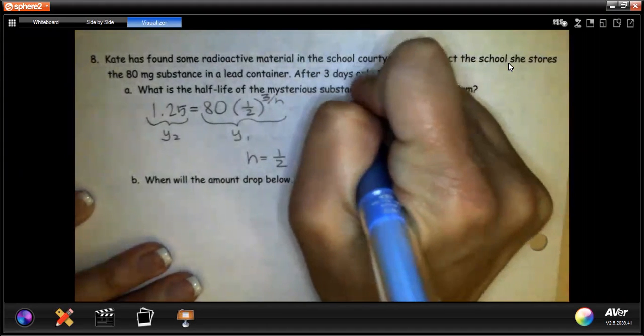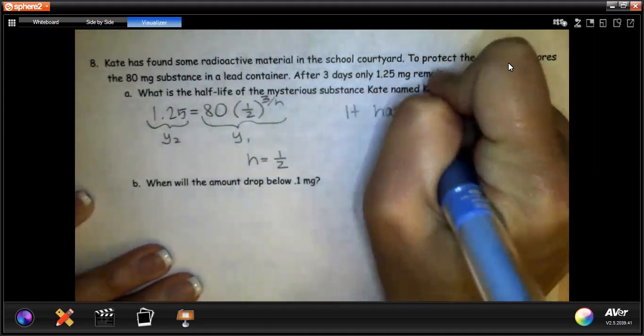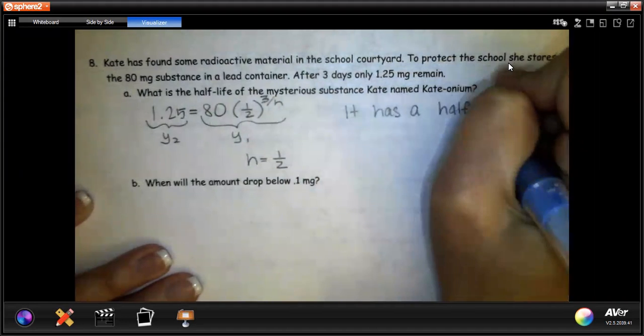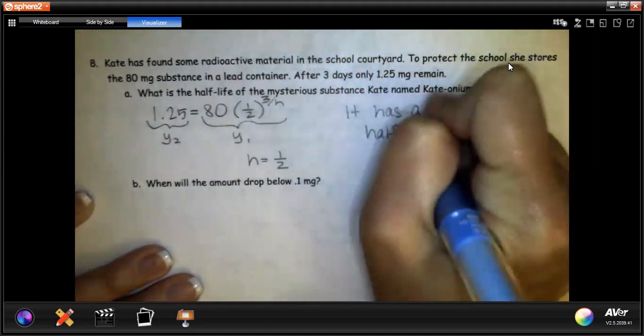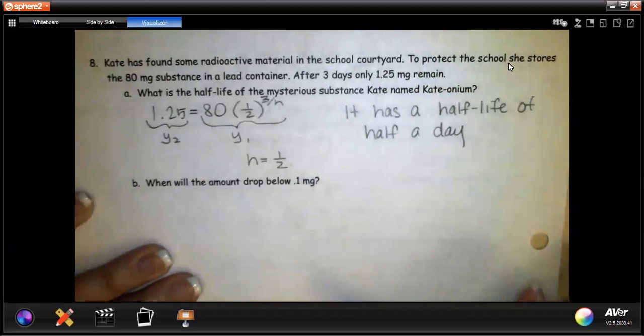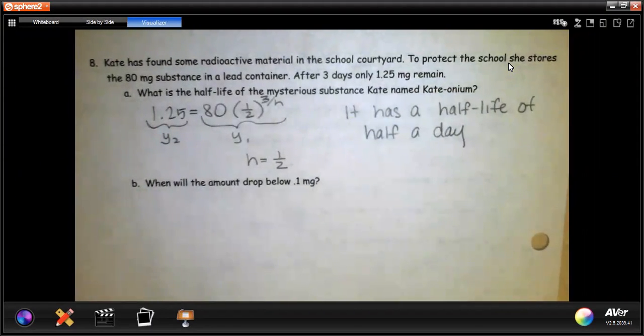So it has a half-life of half a day. That means that it happens twice a day. Half the day goes by and it goes down to half of its initial amount. Another half of the day goes and you're back to another half. So it is happening twice a day.